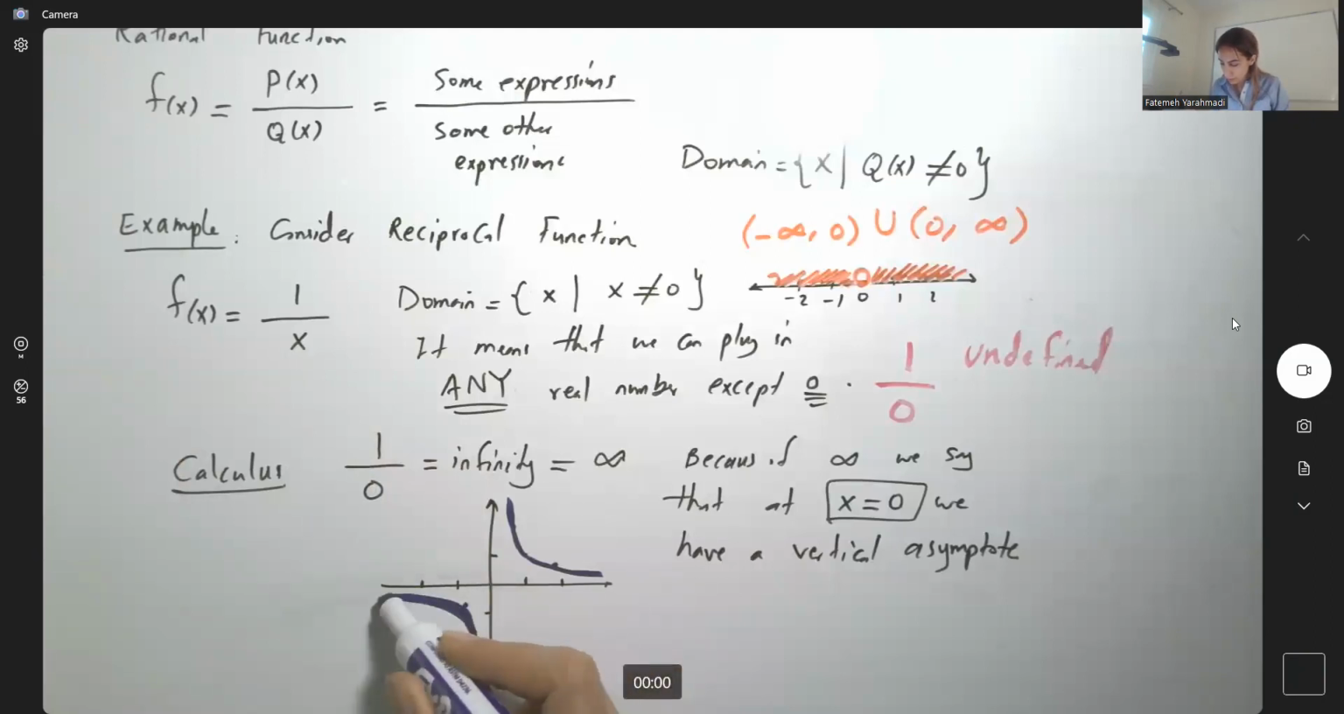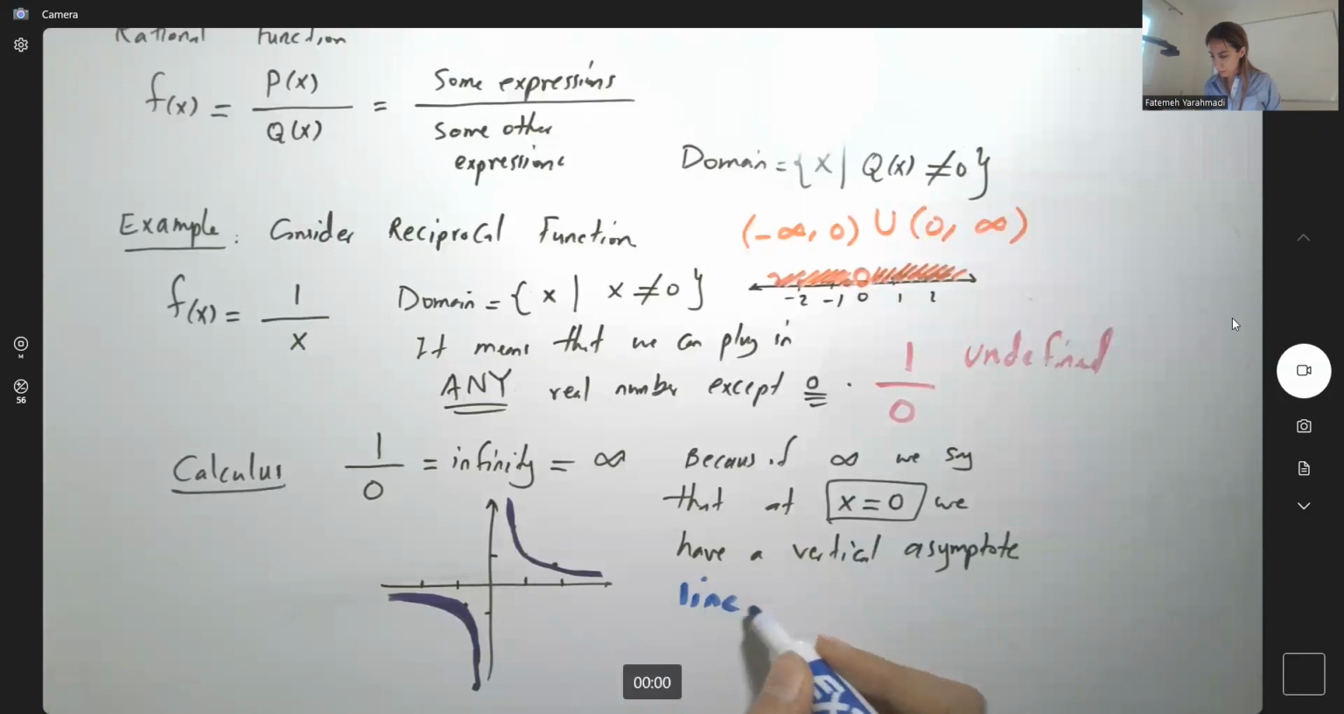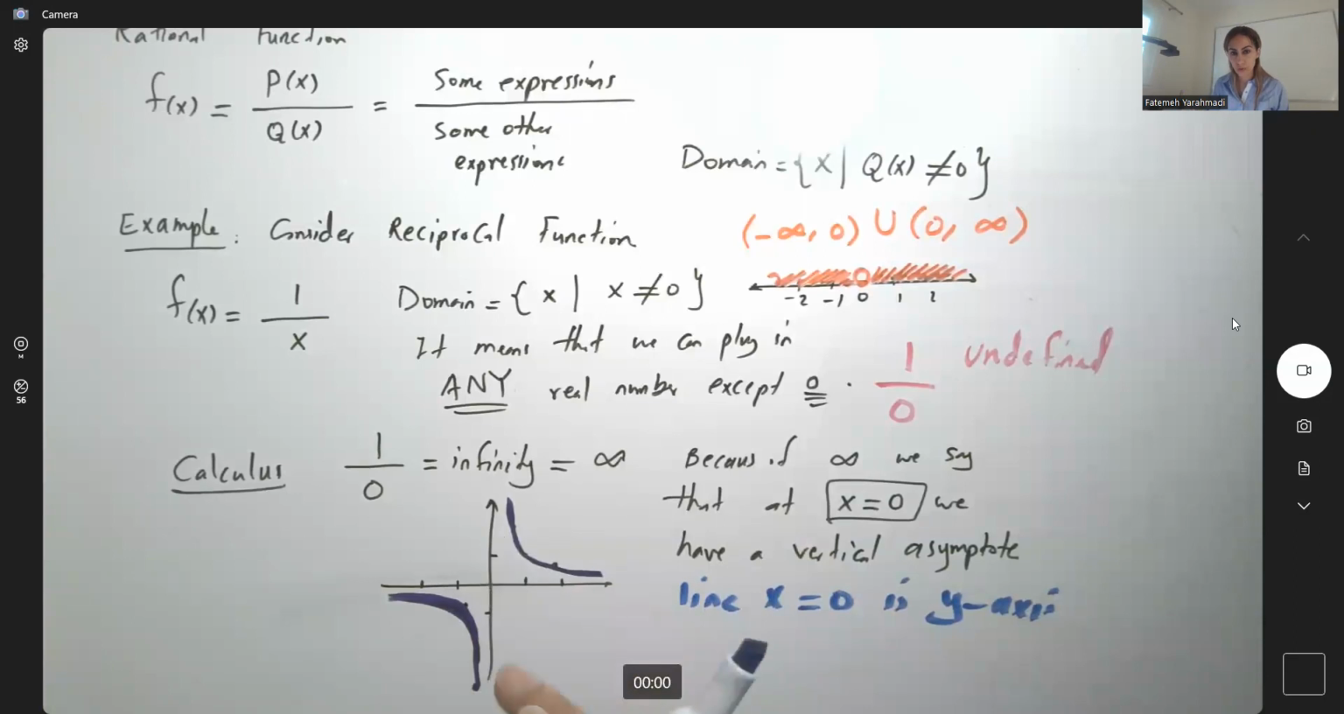And remember that here you have the line x equal to 0. Line x equal to 0 is nothing but your y-axis. So let me use a different color. Line x equal to 0 is the y-axis. So what are you going to do? You're going to use a dotted line, and you call this guy the vertical asymptote.